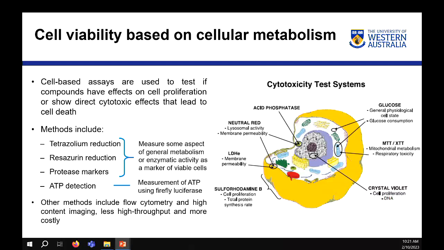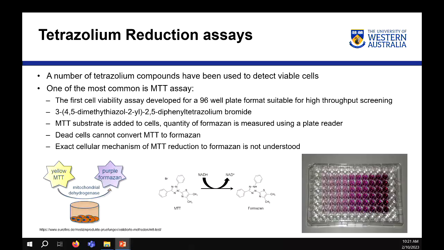And then you have other methods such as flow cytometry and high content imaging. Now these are much more expensive because you need much more expensive kit to look at the data, and they're not as high throughput. So traditionally, we normally use these methods for cytotoxicity testing. I'm just going to run through some methods and let you know which ones you're going to be having a look at. So the first one was the tetrazolium reduction assay.